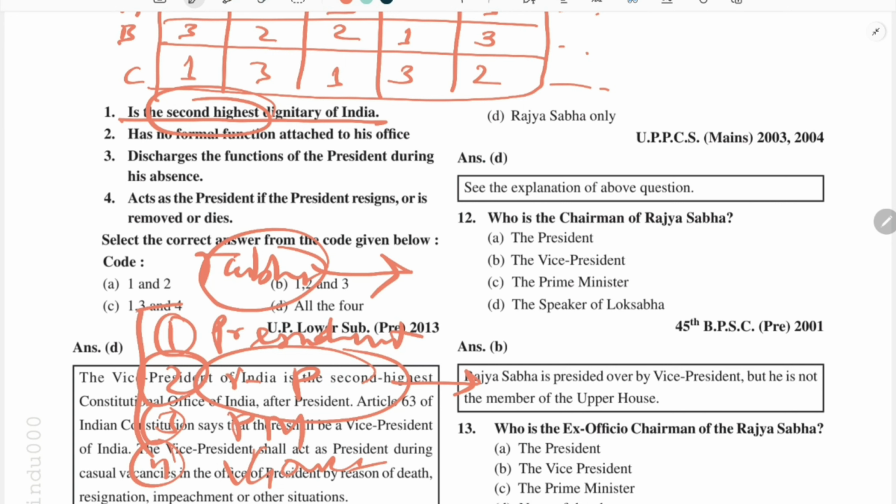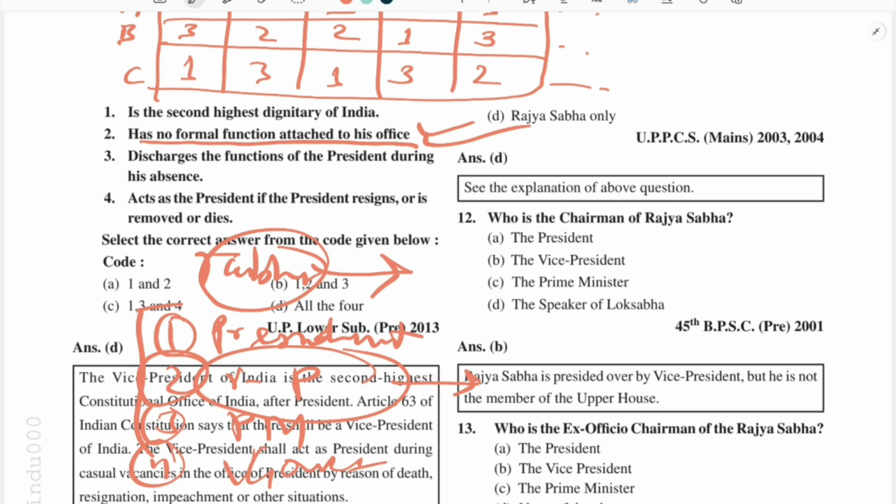The second statement is that he has no formal function attached to the office. So there are not many functions related to this office, though he is the ex officio chairperson of Rajya Sabha, and he also acts as president when a vacancy occurs in the office of the president.